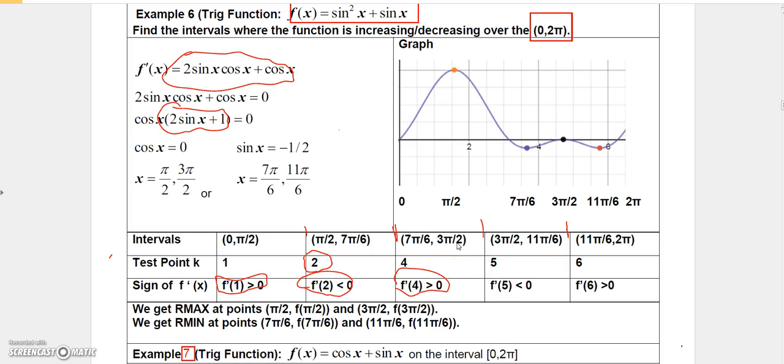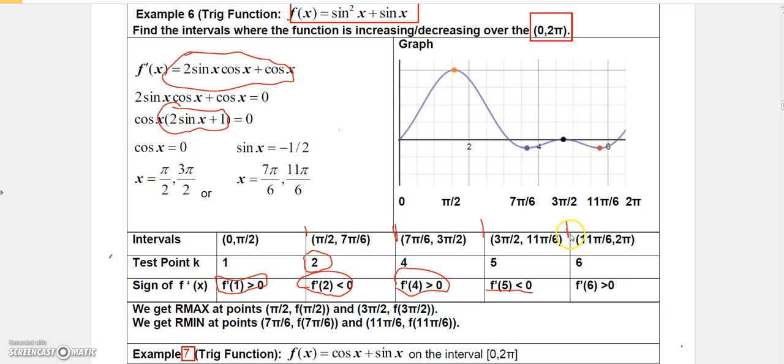And now let's go to 3 pi over 2. We know the derivative to the left of 3 pi over 2 is positive. So we pick a number in the interval 3 pi over 2 to 11 pi over 6, and we get 5. Plug 5 into this derivative and evaluate it, and I got a negative number. So the derivative to the left of 3 pi over 2 is positive, and the derivative to the right of 3 pi over 2 is negative, so I get a relative max also at 3 pi over 2, and f of 3 pi over 2.